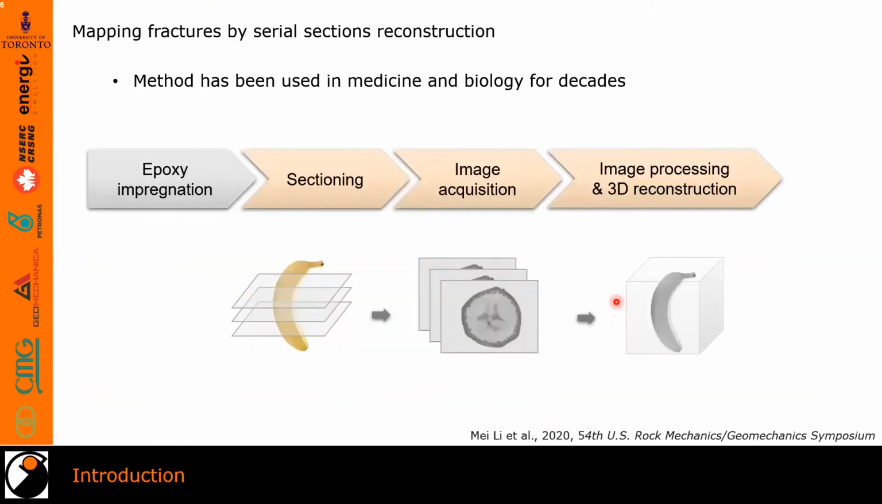This target was achieved by applying the zero-section reconstruction method to rock, and the results are published in the conference paper below. The zero-section reconstruction method has been used in the field of medicine and biology for decades. The main idea of this method is to zero-section the object you want to study, and then image each thin section for 3D reconstruction. In order to apply this method to rock samples, we impregnated the rock samples with ultraviolet fluorescent epoxy to better distinguish the fractures from the rock matrix.